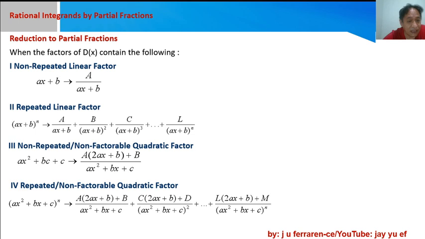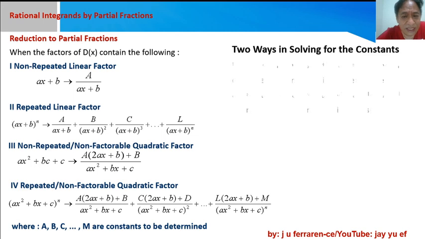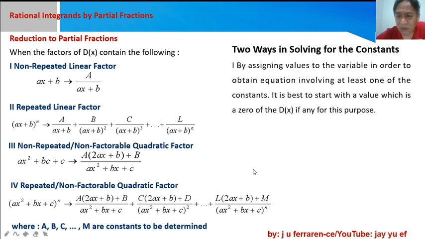Now, the constants involved, A, B, C, up to L and M, correct? They are constants which will be determined later. And there are two ways to solve for the constants. First, by assigning values to the variable in order to obtain an equation involving at least one of the constants. It is best to start with the value which is a zero of the denominator, if any, for this purpose. If there is a zero of the denominator, then you have to start with that value. If there's none, then you can start at any value because assigning values to the variable can be done arbitrarily.